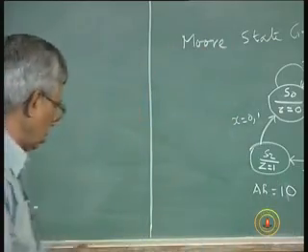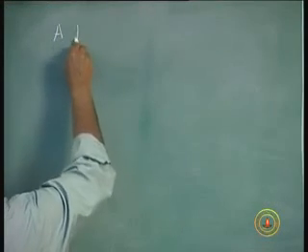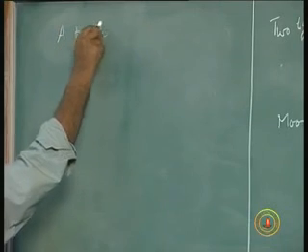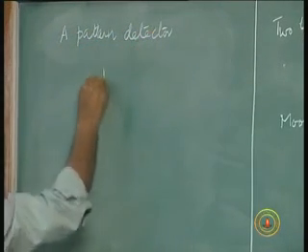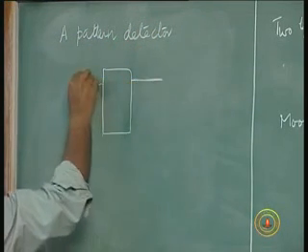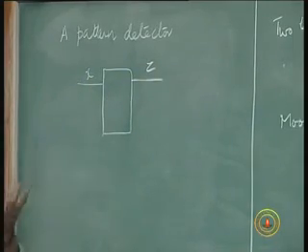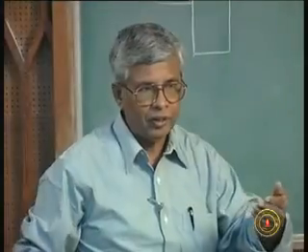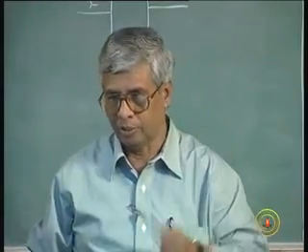So, a simple pattern detector could be... I am going to assume that we are having a single input X and a single output C. I don't know the number of states now because I need to draw the state graph. Only if I draw the state graph, I know how many states are there, and then only I know how many state variables will be there.